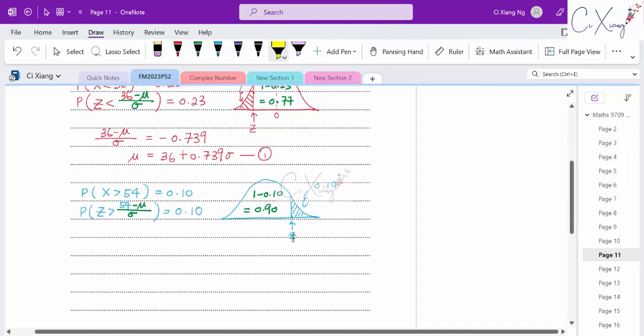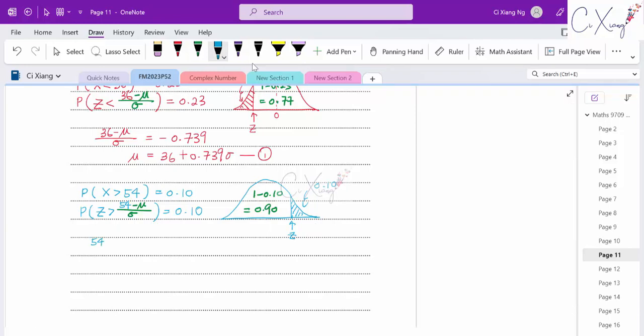For this value of Z, from the diagram, you know that it is a positive value. Therefore, I will get this standardized value Z equals 1.282. It is a positive value. From the diagram, you can see that it is on the positive side. Then again, if you rephrase the equation, you'll get the second equation here. Since you have the first equation and second equation already, can you please try to solve it simultaneously?